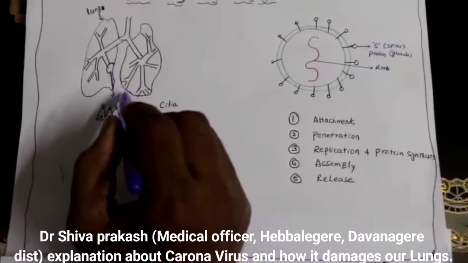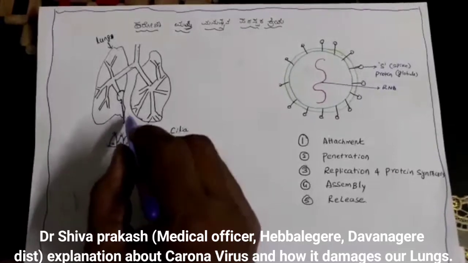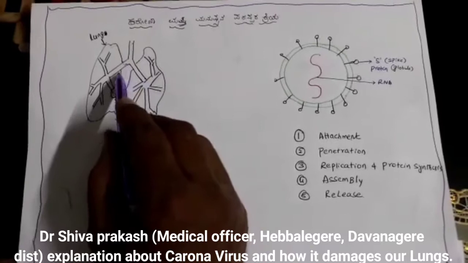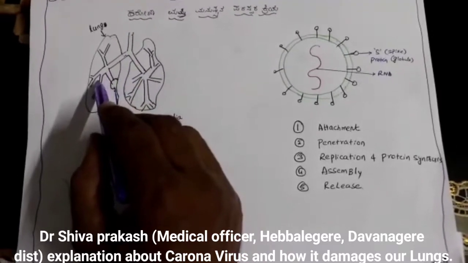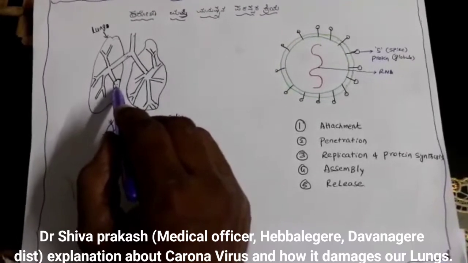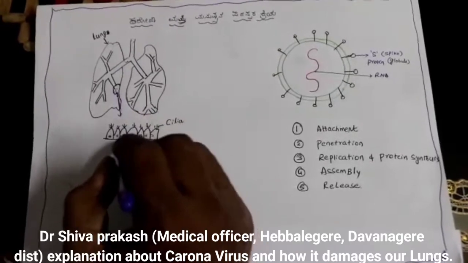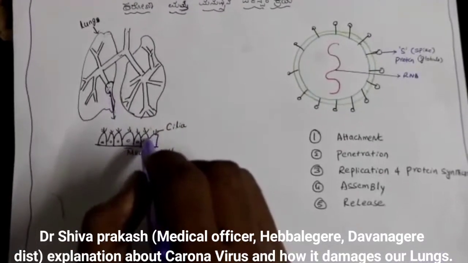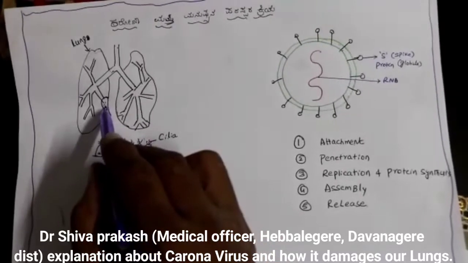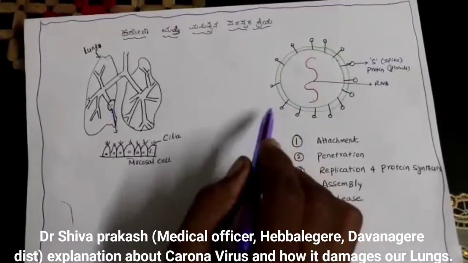Now I will tell where exactly the virus acts on the lungs. These are the lungs: bronchi, bronchial branches, and bronchioles. I have magnified this one bronchiole, and this is the epithelium with cilia, mucosal cells with ciliated cells. These are present inside the bronchiole. These cells are the target cells for coronavirus.